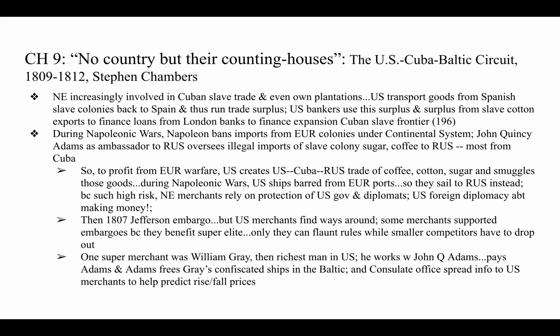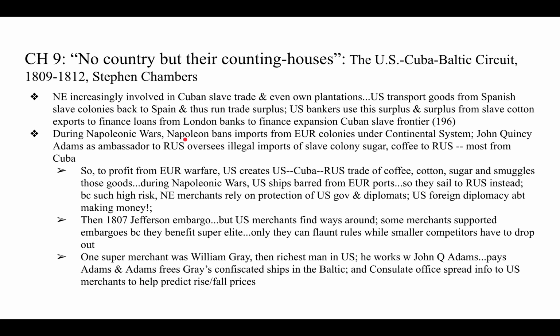So this is building off of the last chapter, and New England increasingly was involved in the Cuban slave trade in the West Indies, and even many New Englanders owned plantations there. The U.S. transported goods from Spanish slave colonies back to Spain and thus ran a trade surplus. So the U.S. is basically conducting arbitrage between Europe and its colonies in the West Indies. And U.S. bankers use this surplus and the surplus from slave cotton exports to finance loans from London banks to finance expansion of the Cuban slave frontier. So it's a whole interconnected system.